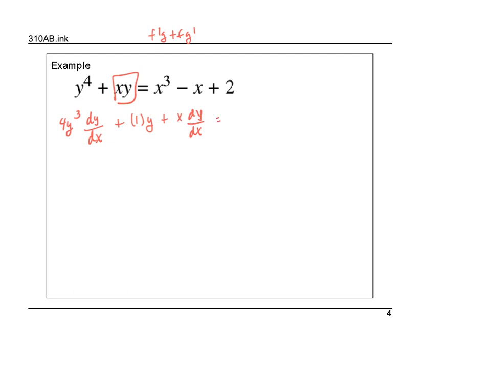equals 3x squared minus 1 plus 0. Okay, so we've derived it, we've applied the chain rule, now we need to solve for dy over dx. Here there are 2 terms that have a dy over dx in them. So we're going to first keep the dy over dx terms on the left and the non-dy dx terms to the right.